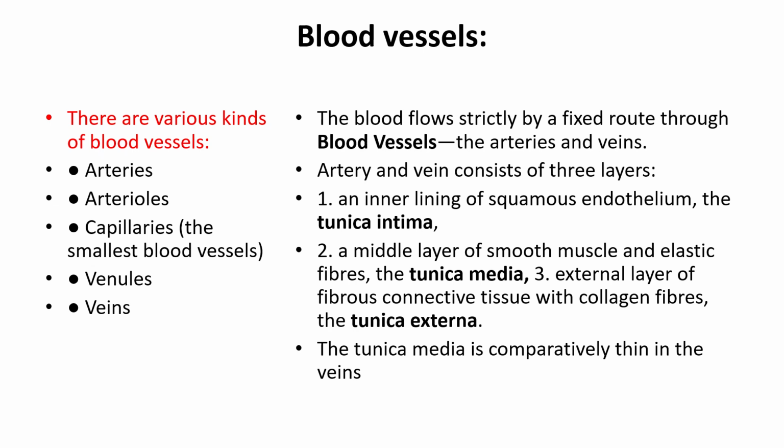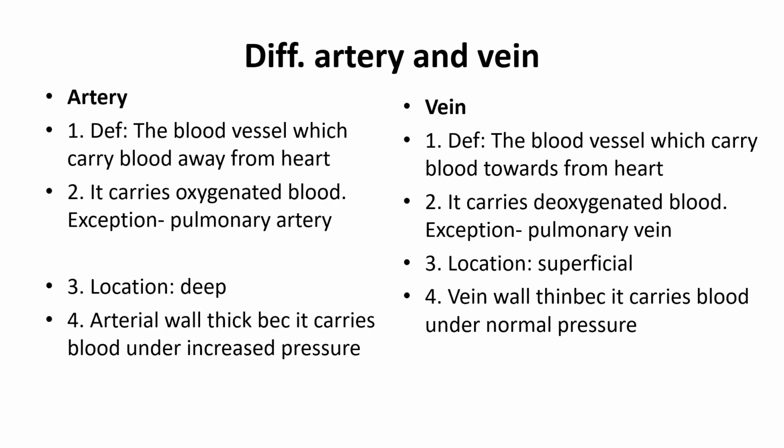An important great vessel is the vena cava, which is formed by the combination of the superior vena cava and inferior vena cava. Now we will see the difference between artery and vein. Artery is the blood vessel which carries blood away from the heart. Vein is the blood vessel which carries blood towards the heart. Artery carries oxygenated blood except the pulmonary artery. Vein carries deoxygenated blood except the pulmonary vein.